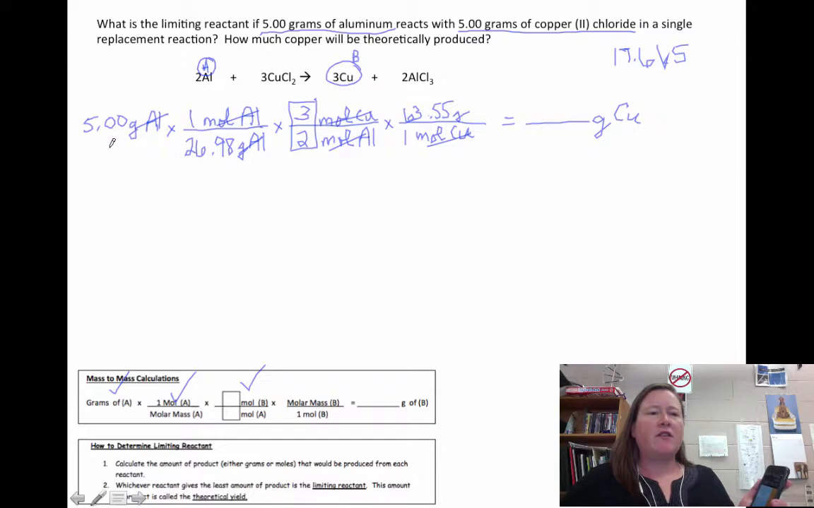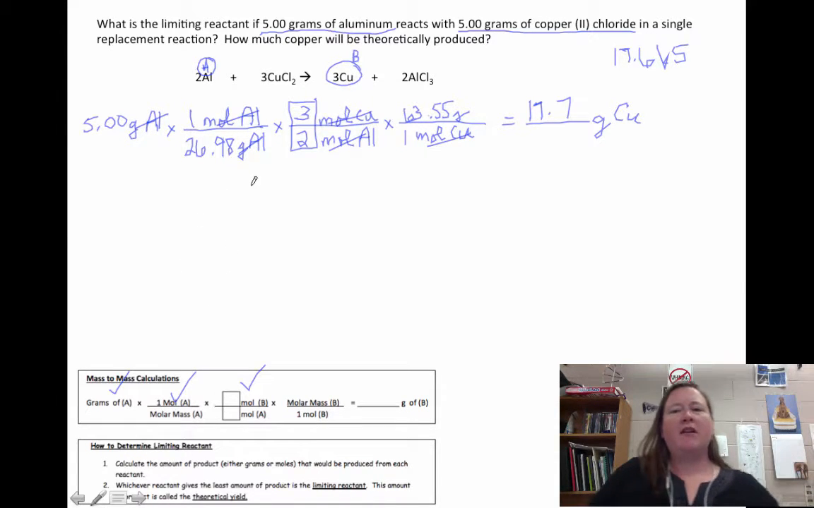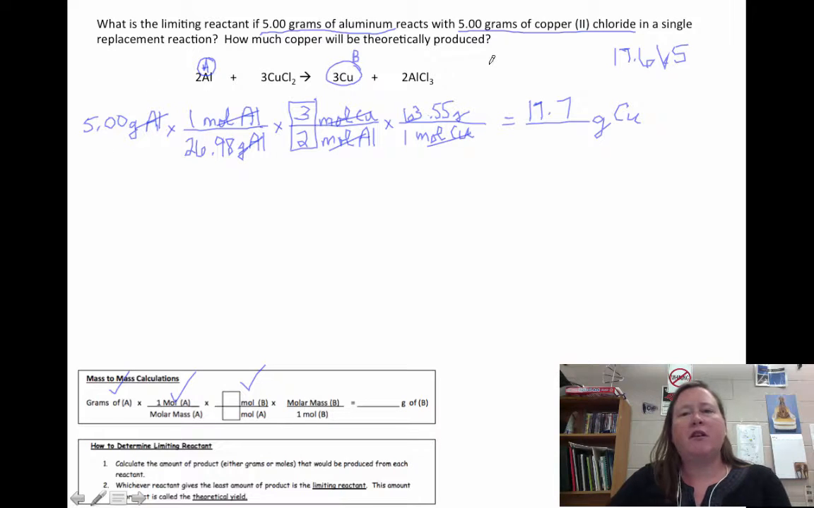Now I have 3 significant figures here, so I need to round that to 3 sig figs. So 17.7 grams of copper could theoretically be formed if we start with 5 grams of aluminum. Okay, so let's see how many grams of copper we would produce if we start with the other substance.